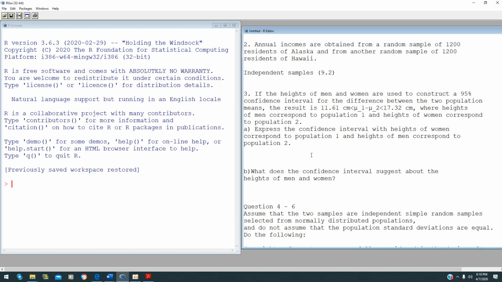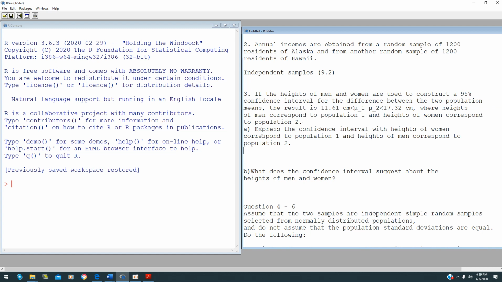This is 9.2, testing two population means for independent samples. For question 3, if the heights of men and women are used to construct a 95% confidence interval for the difference between two population means, the result is 11.61 centimeters < mu1 minus mu2 < 70.32 centimeters, where the heights of the men correspond to population 1 and the heights of women correspond to population 2.